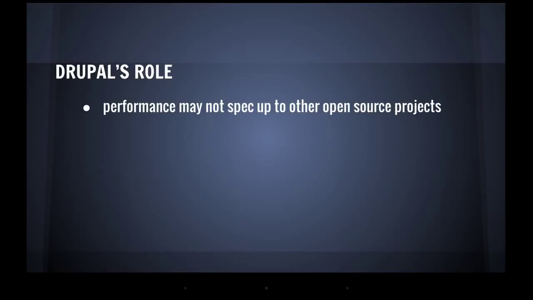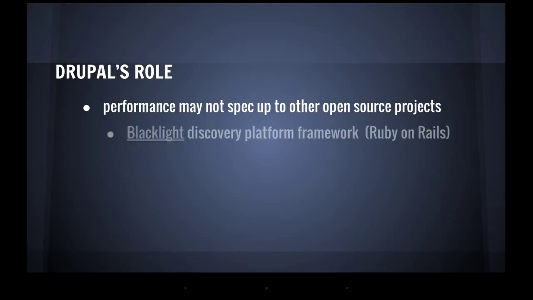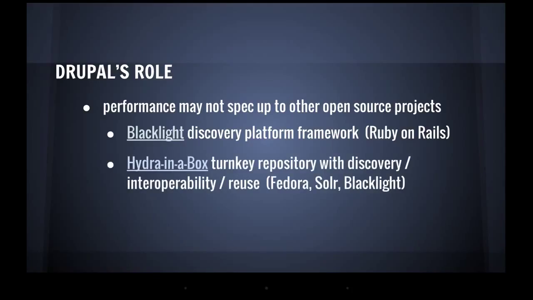More of Drupal's role. As I said, performance may not spec up to other open source projects. And here are some examples. Blacklight is a discovery platform framework, which is Ruby on Rails. Hydra in a Box is a turnkey repository of discovery, interoperability, and reuse built on Fedora. And this is not the Fedora that we know from Linux. This is a previous Fedora from one of those other organizations that has to do with storage of multimedia. And Solr and Blacklight again.